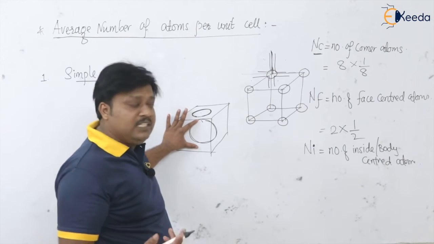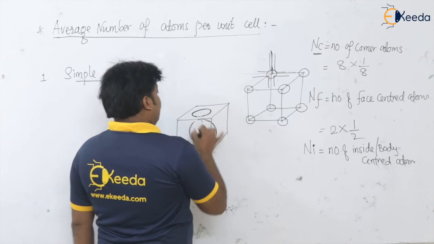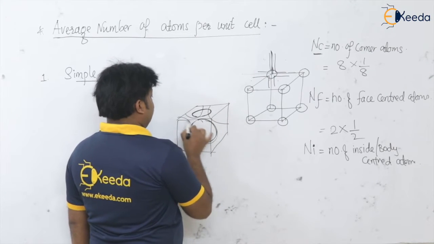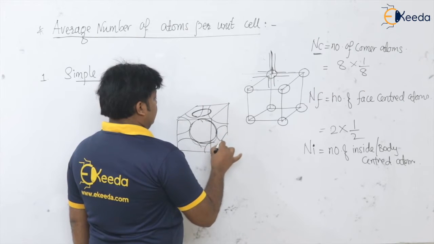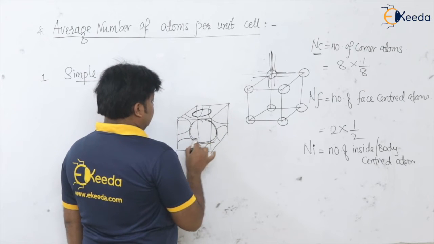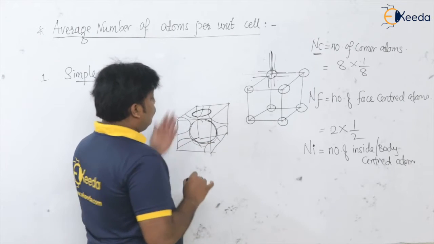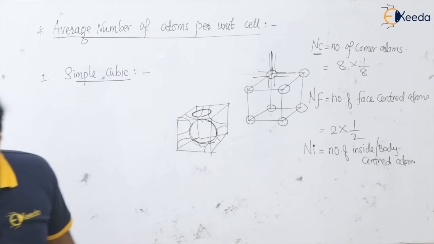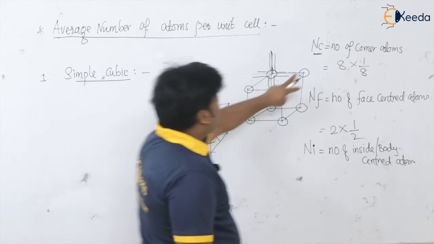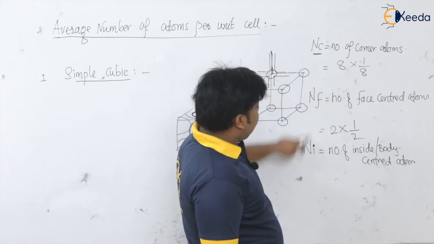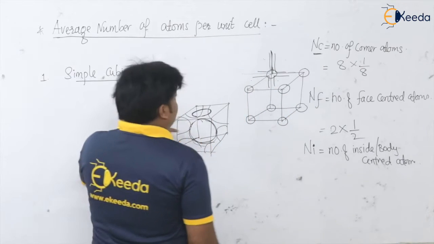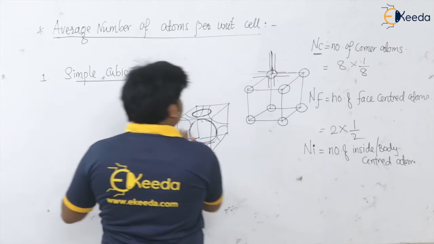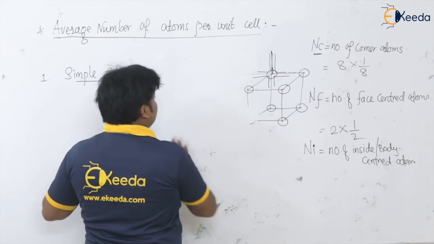Okay, for example in body centered cubic, what happens is, there is only one atom at the body center and at the 8 corners we are having the 8 atoms. Okay, so this is the body centered cubic. So understood how to get these values Nc, Nf and Ni. So the addition of all these will give us the average number of atoms.